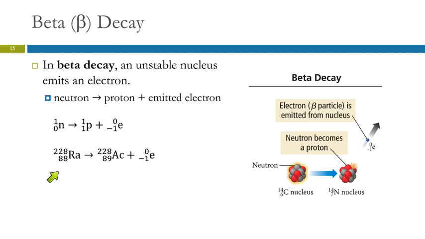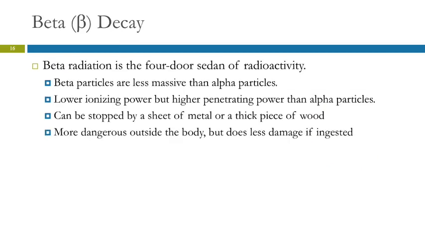So here's another example of radium undergoing beta decay. There's the electron. The mass number doesn't change, but the atomic number goes up by 1. So radium turns into actinium. So beta radiation is like a 4-door sedan, less massive than alpha particles, and so they have less ionizing power. So you hit something with a 4-door sedan, you're not going to do as much damage as if you hit it with a semi-truck, right?